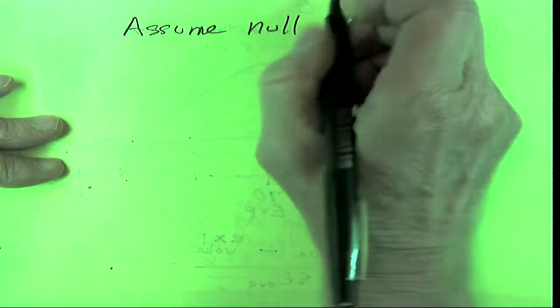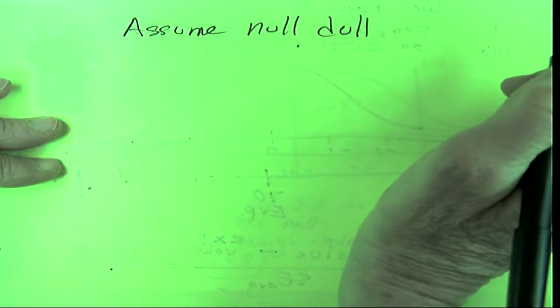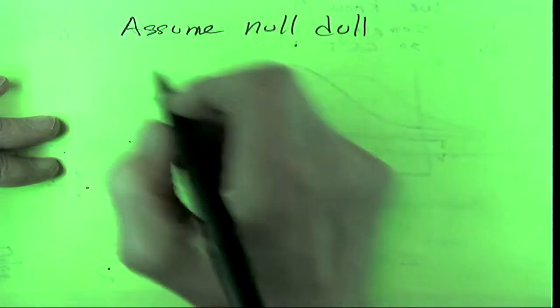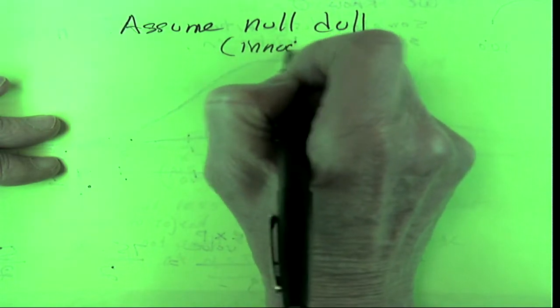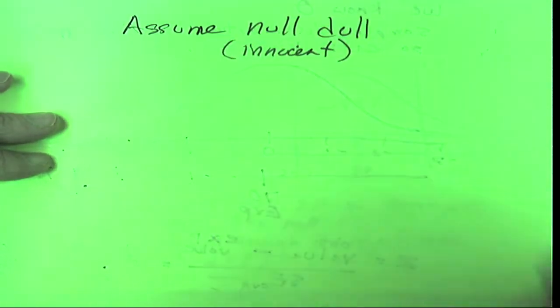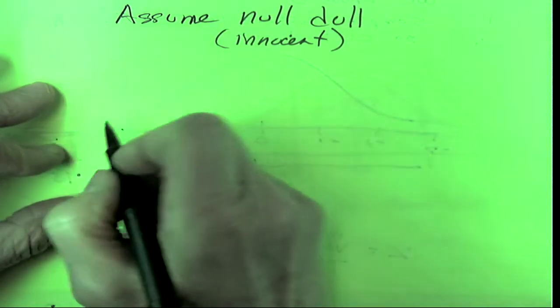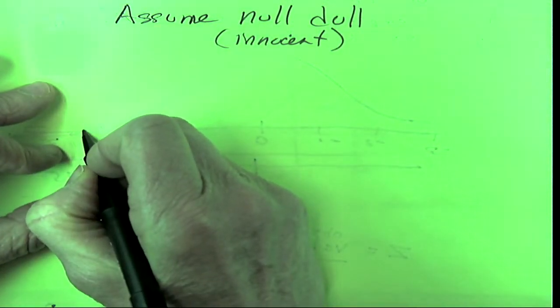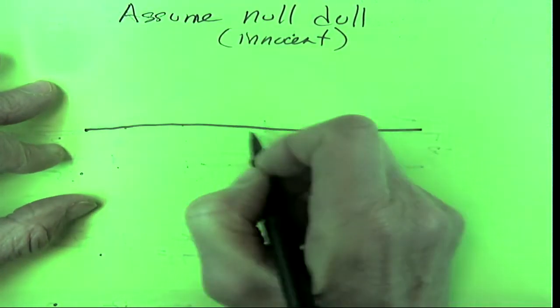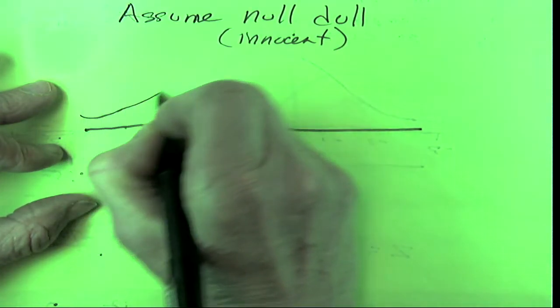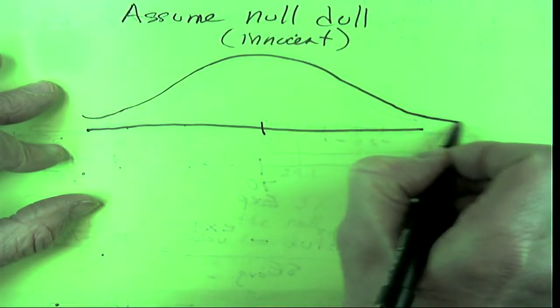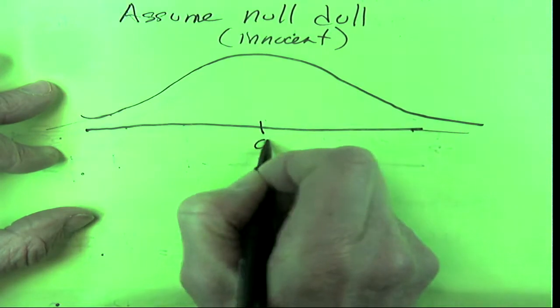Innocence is the null. So you assume the null, dull thing, that the person is just an ordinary citizen, the defendant is innocent. There's no reason to think he's a murderer or whatever, he's innocent. So you assume the null. And then you have evidence against the null. So you assume that nothing's going on here.